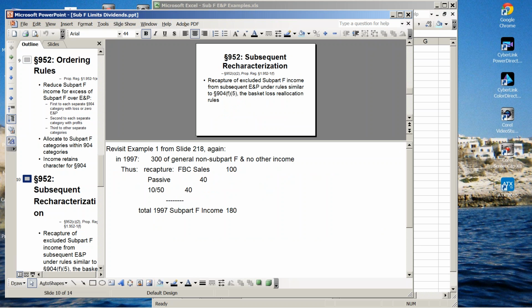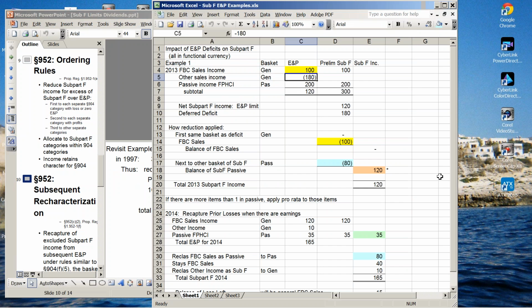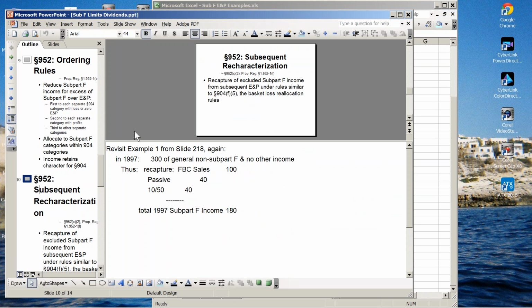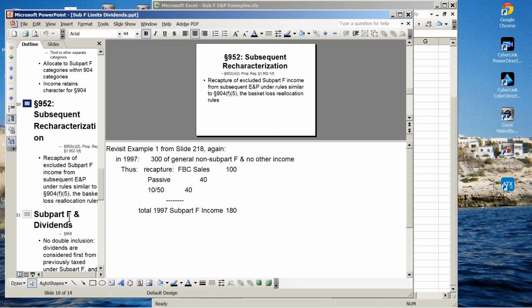Now, as I've mentioned a couple of times before, any recapture of Subpart F income in future years is treated as being in the same Subpart F category as the deficit was. It's also treated as being in the same basket for foreign tax credit. And we've already pretty much covered what's on this slide.